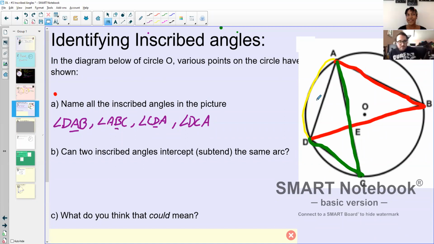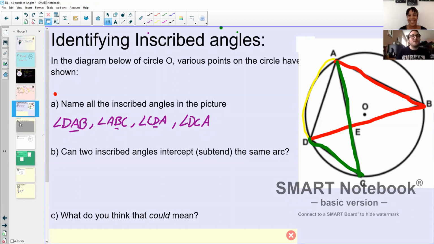But maybe along those lines, could they have the same angle measure? Something you might be thinking is, if they intersect the same arc, and the way that we relate angles in circles with their intercepted arcs, if they have the same arc, maybe they have the same angle. Maybe. We're about to find out.